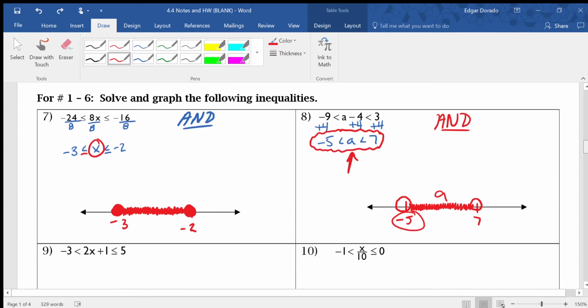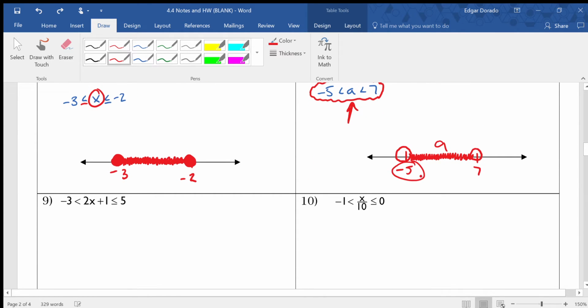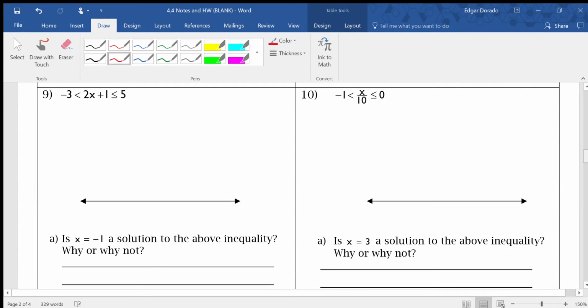All right, so let's go ahead and continue. So what I want you guys to do is continue solving these. Now I want you to do 9 and 10 on your own. Don't do part A and B, so the questions underneath. I just want you to go ahead and solve for the inequality and graph it on your number line. So go ahead and do that right now and find your solution set. All right, let's see if we can figure out these answers.